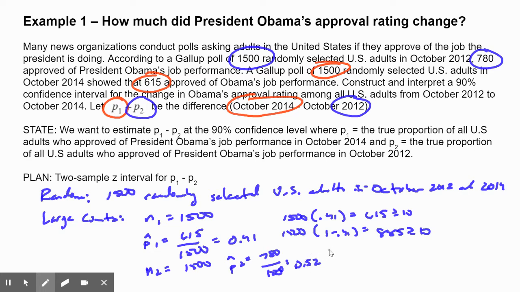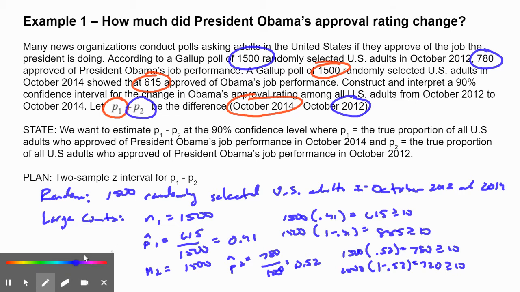So then we'll do the large counts condition for that. So we'll do 1,500 times 0.52. That's 780. That's at least 10. We'll do 1,500 times 1 minus 0.52. That's 720, which is at least 10. Good. So all of our conditions are met, so we can go ahead and do this problem. So here I come to do the problem.